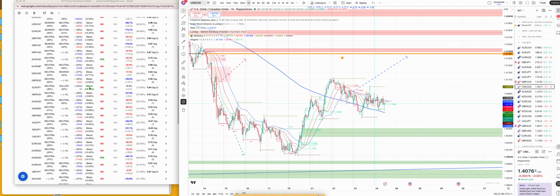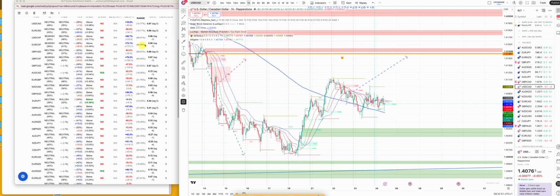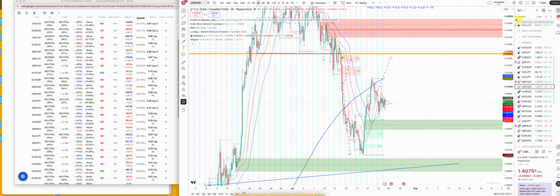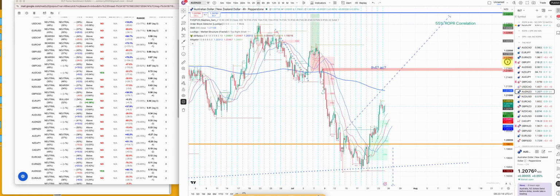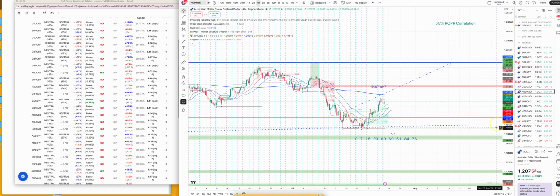Where are you? Neutral plus 18. So nothing's changed from that perspective. Yeah. The moving average is the moving average crossover point at the moment. Aussie New Zealand.